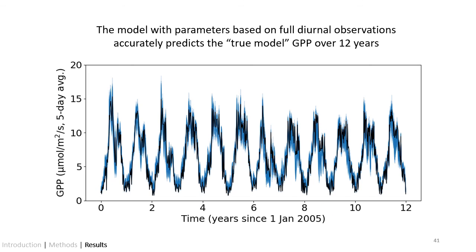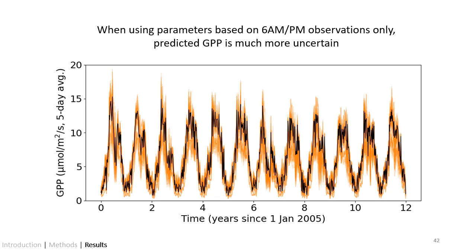When we take the retrieved parameters and use them to run the model over many years, we can see that the parameters based on full diurnal observations accurately predict GPP compared to the true model. So the true model is shown in black. The model based on retrieved parameters is shown in blue. When we look at the same plot, but with GPP predicted from the parameters retrieved from looking only at twice daily, we see a lot more uncertainty. So we're not really able to constrain the primary productivity very well.